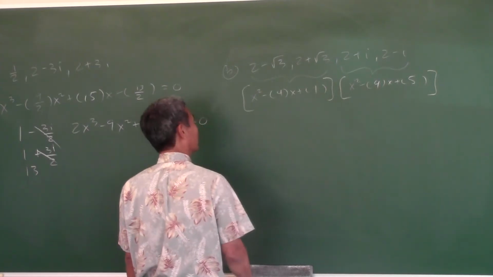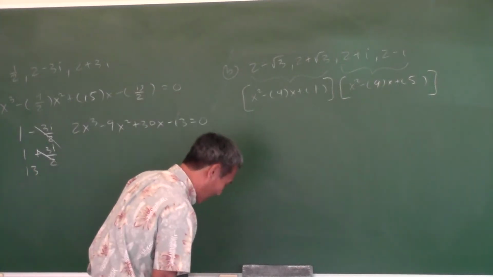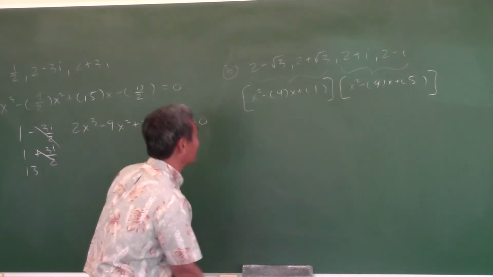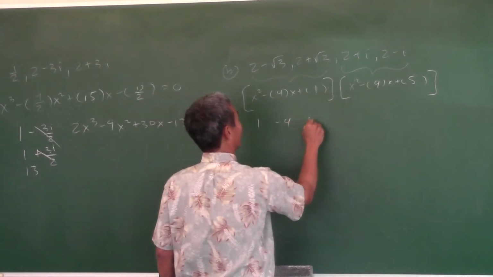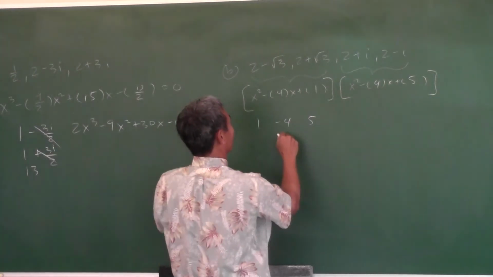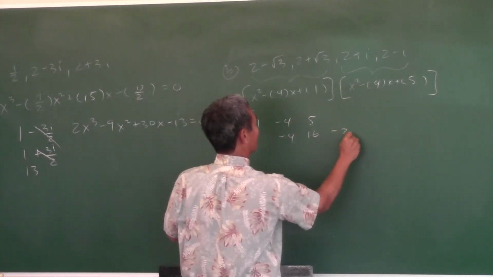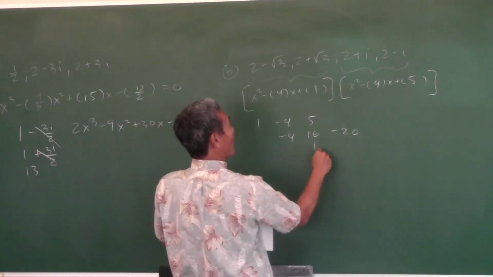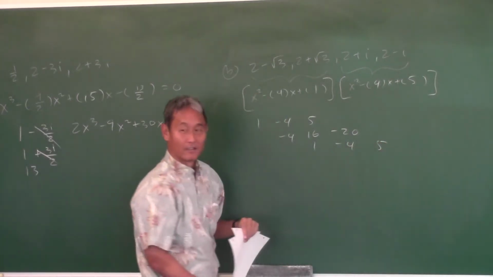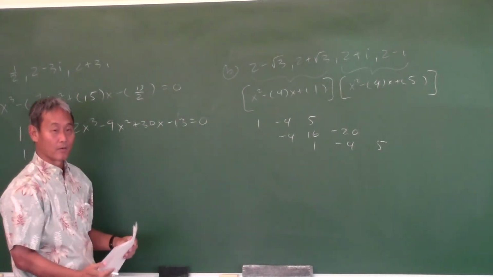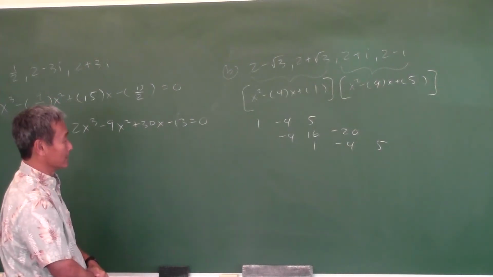X to the 4. Okay, but watch. Just watch how the professionals do it. 1, negative 4, 5. Now take this and distribute it. Negative 4, 16, negative 20. Now take this and distribute it. 1, negative 4, 5. Now, my Algebra 1 teacher at King Intermediate School taught me that.